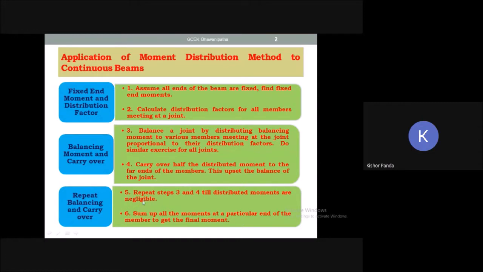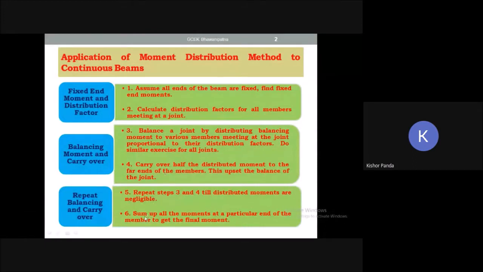Then the fifth step: repeat steps 3 and 4 till distributed moments are negligible. So you have to go for the balancing and carryover till the distributed moments are negligible. The cycle of balancing and carryover you have to continue till getting negligible distributed moments.